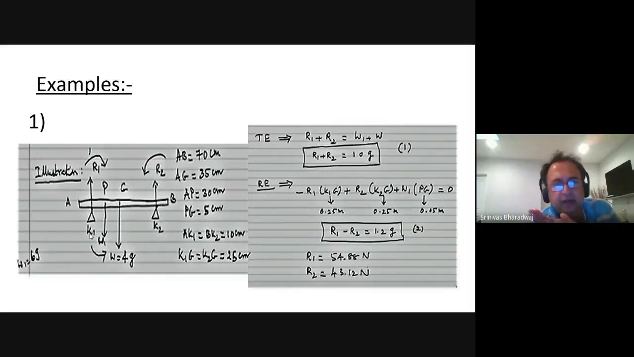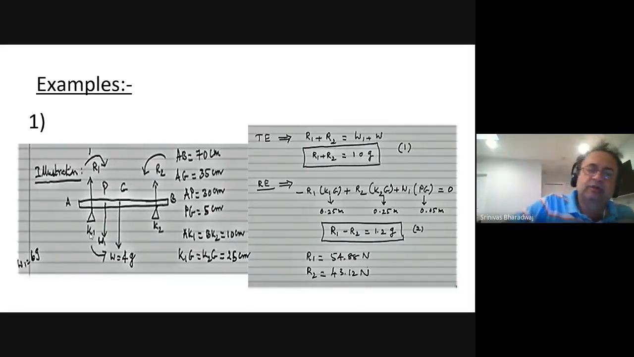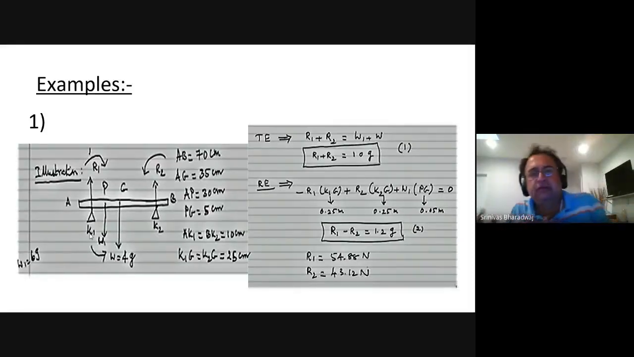R2 times K2G is also this way, but the third one is into the paper, right? It is R1 times K1G that is into the paper. These two are out towards you. The third one is into the paper, right? So then you have the equation. Total moments is 0. So you sum all the torques, the three torques. So what is torque? R cross F, right? So you sum these three torques and equate it to 0. So now you have two equations. There are two unknowns. You can solve for R1 and R2.